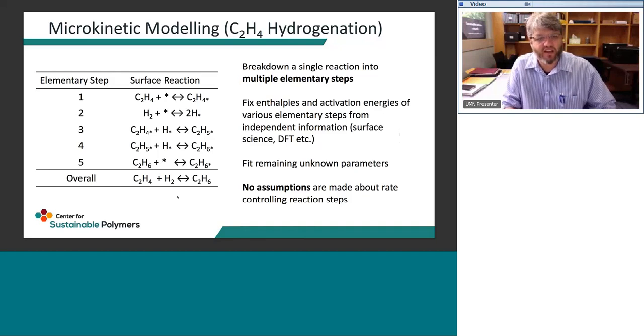This is a classic example of ethylene hydrogenation, where you adsorb ethylene on the surface, you adsorb hydrogen on the surface, then you hydrogenate to make ethane. And all the steps add together, as you can see in the overall reaction.